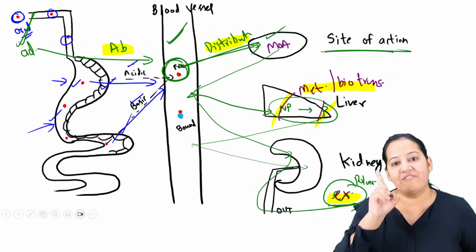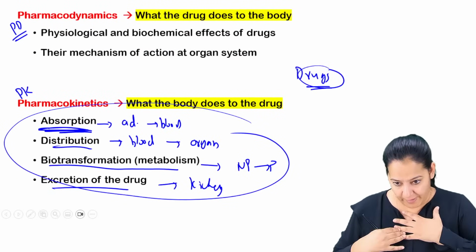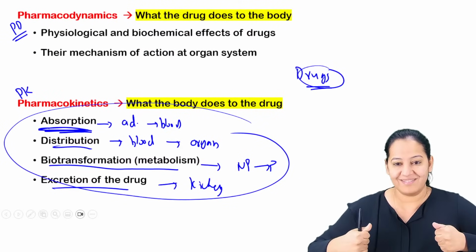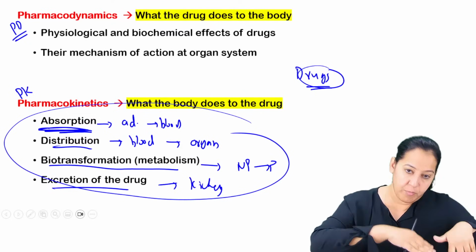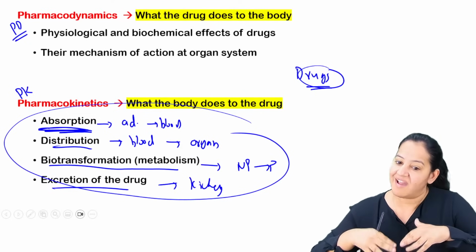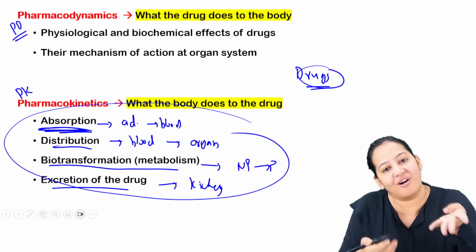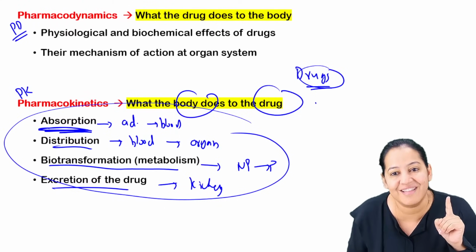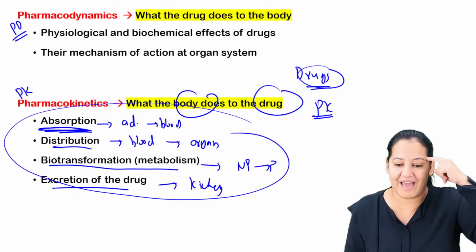Now, the drug is doing only one thing inside the body. These are the four things the body is doing on the drug. My body is absorbing the drug, then distributing the drug, then converting non-polar to polar, that is metabolizing the drug, and finally excreting the drug. So my body is doing four things on the drug. But what is the drug doing? This is what the body does on the drug, that is PK. But what is the drug doing on my body? Only one thing, the mechanism of action.